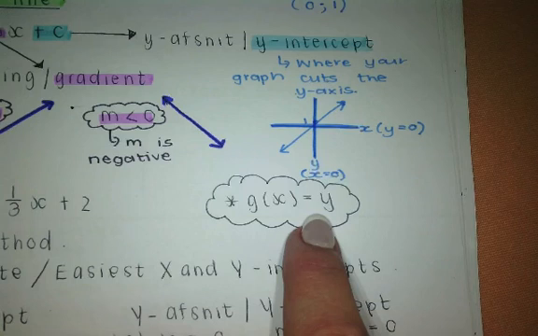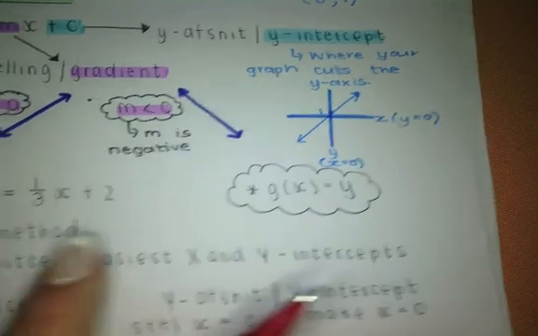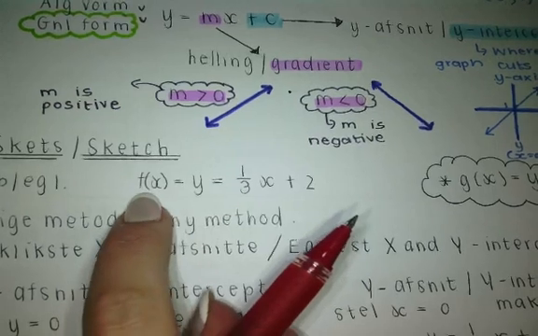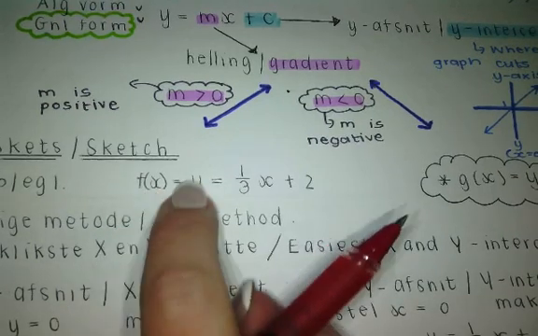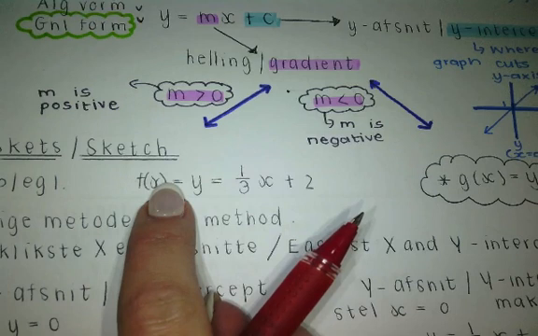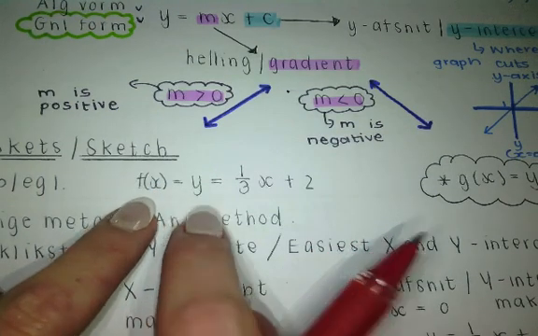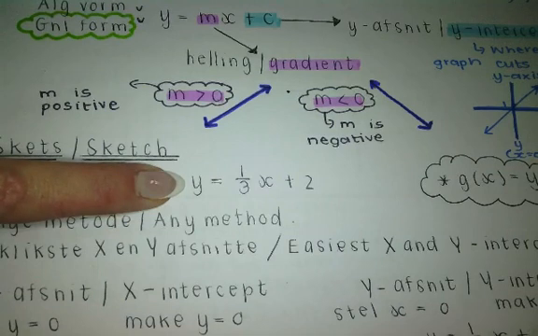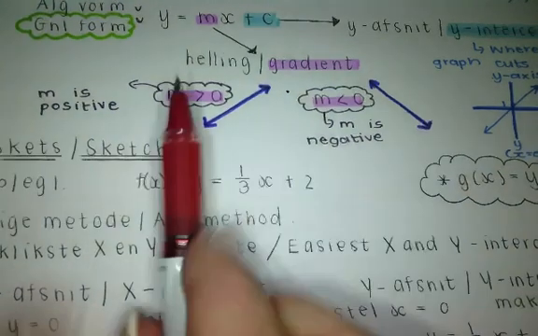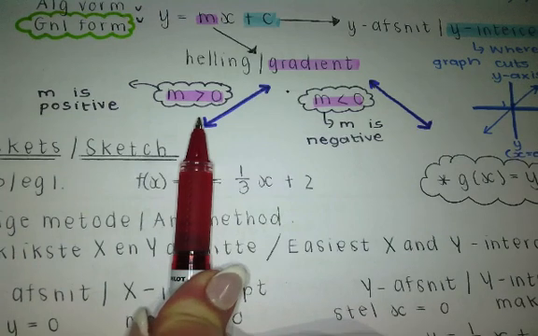Okay, if I say g of x, let's just say I give you a graph. Look here. The first one, sketch f of x is equal to. That f of x is the same as saying y equals. So it's the value of y. So this f of x and this y, if I say that, or if I say that, it means the same thing. Both of them represent y. Okay, are you happy?